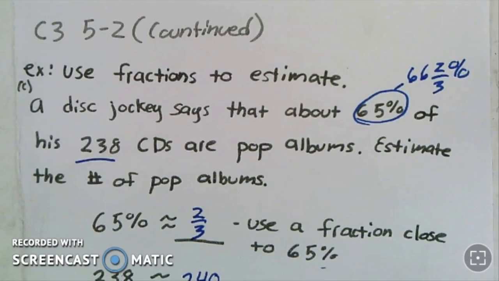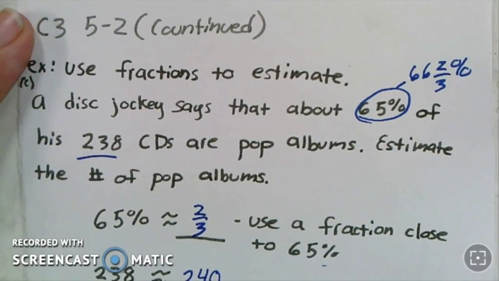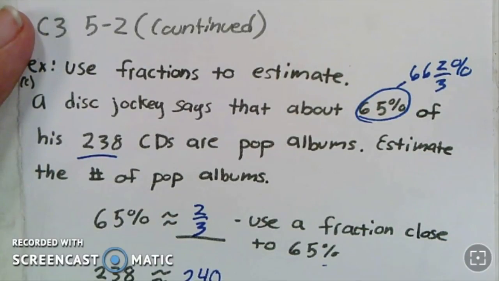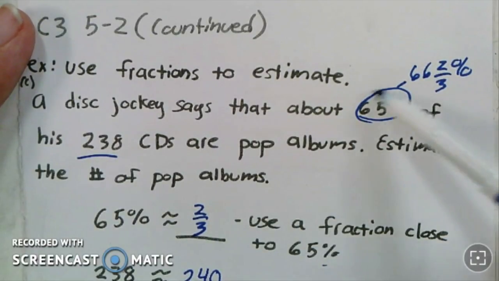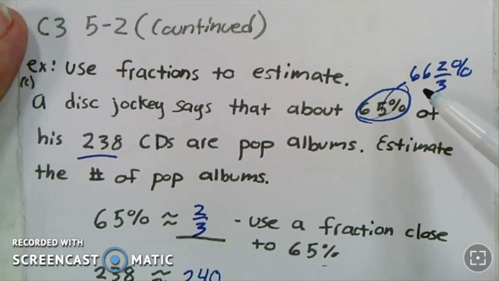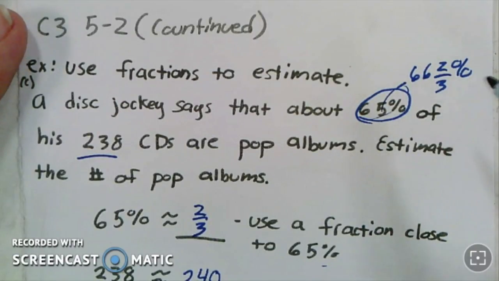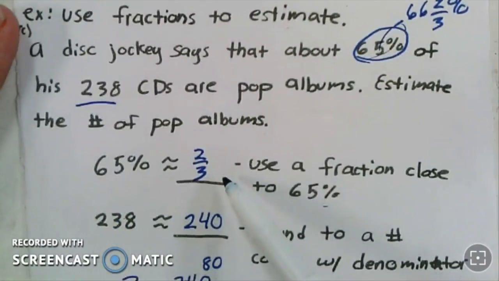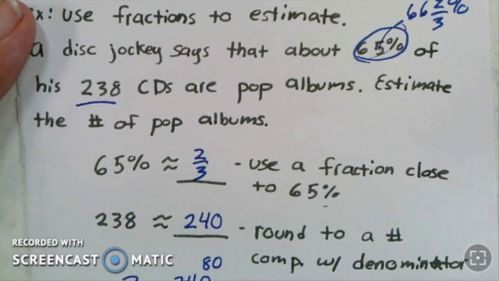Okay, so this question says, use fractions to estimate. A disc jockey says that about 65% of his 238 CDs are pop albums. Estimate the number of pop albums. The first thing we're going to do is look for what percent is close to 65. That was one of those we memorized that we know a fraction for. I came up with 66 2/3 as the closest one. And what is that as a fraction? 66 2/3% is the same thing as 2/3. So I'm going to write it in here. I found a fraction close to 65%.